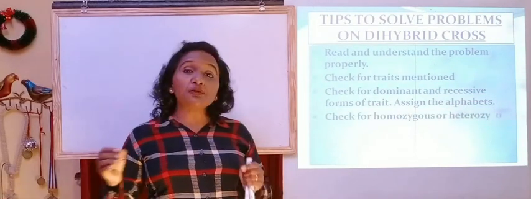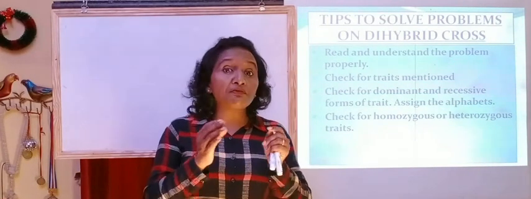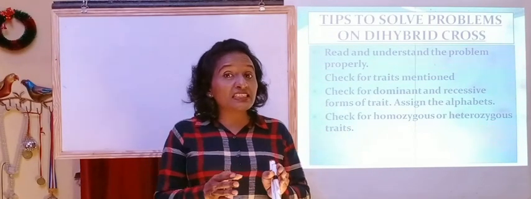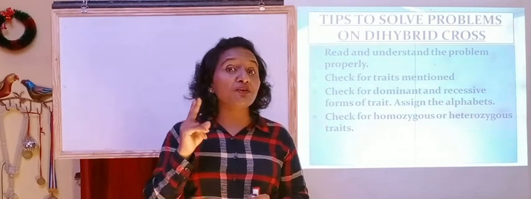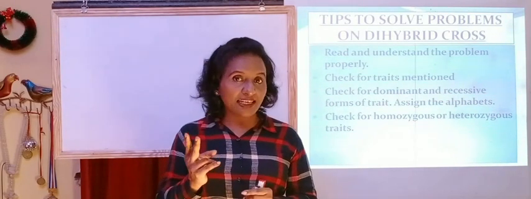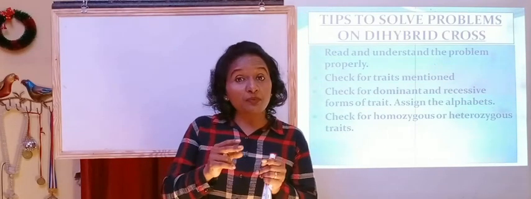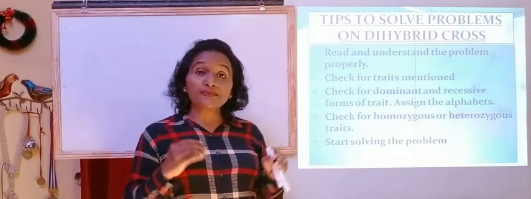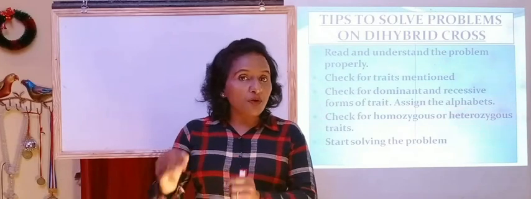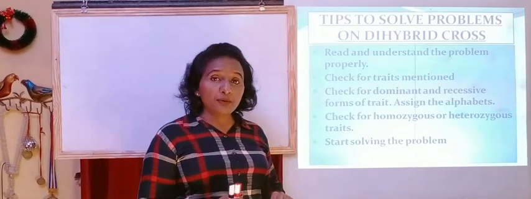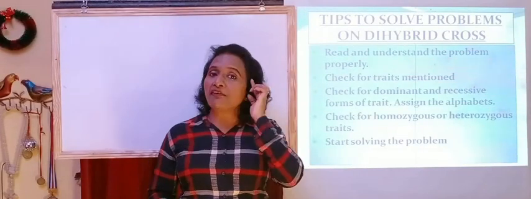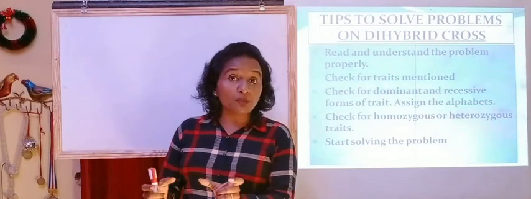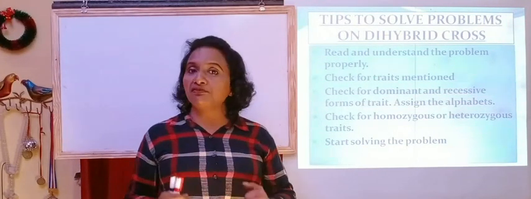Then we have to see whether the traits or the contrasting forms which have been asked are homozygous or heterozygous. Homozygous means there will be a pair of alleles or genes of similar kind, whereas heterozygous means there will be a dissimilar pair of genes. And then we have to start solving our problem. So when we start with the problem, all these tips we have to keep in our mind. Also we will see the next tips which we have to look at when we solve any problem.